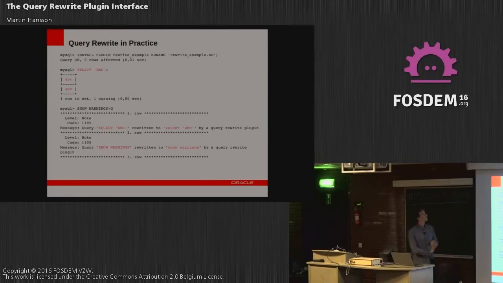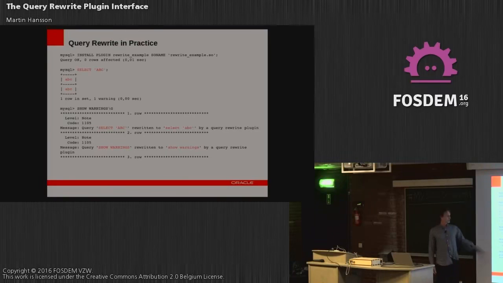I'd also like to take a moment and show you what they actually look like in practice. Here I'm using the example plugin, which comes with a MySQL distribution. If you're compiling from source, you need to set the plugin flag to point to where your plugin is located. And this one just rewrites queries to lowercase. So it's only for illustration. And so here I run a query. As you can see, every character in the query is rewritten to lowercase. It doesn't care if it's a constant or not.